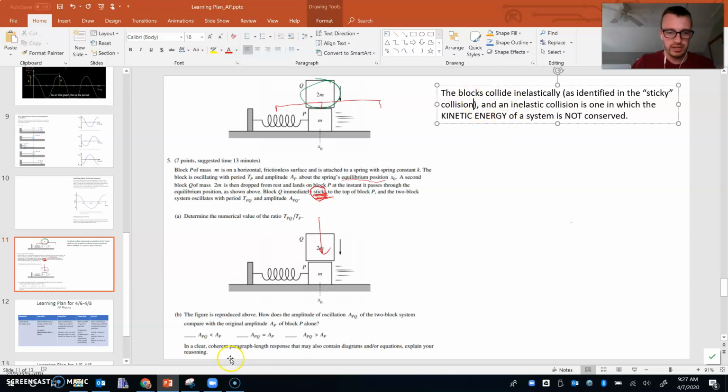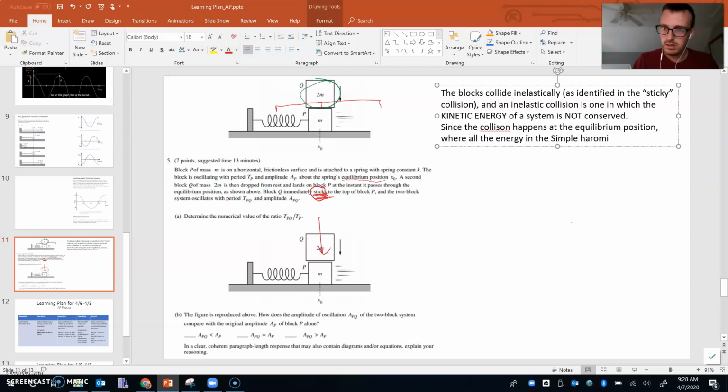So the question says, in a clear, coherent paragraph length response, to indicate how does the amplitude change. So the blocks collide inelastically, as identified by sticky, and an inelastic collision is one in which the kinetic energy is not conserved. All right. Since the collision happens at the equilibrium position, where all the energy in the simple harmonic oscillator is kinetic. You guys follow that, right?